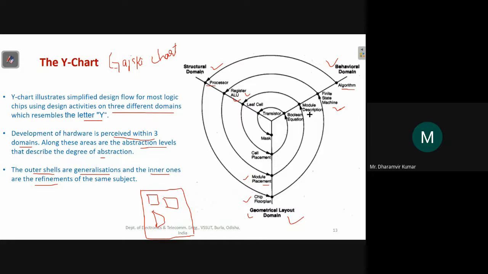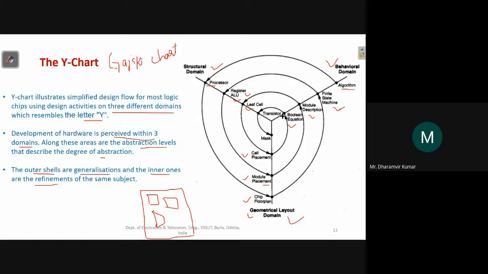Next comes module description in the behavioral domain, and contemporary to this is a leaf or a module or a logic block, called a leaf cell in the structural domain. At this level we will be more bothered about cell placement, that is how to place the cells within a module. Then as you move to the next step, you will find basically the Boolean equations at the bottom. Any kind of algorithm at the top level will be converted into some kind of Boolean expressions as you move from top to bottom in the behavioral domain.